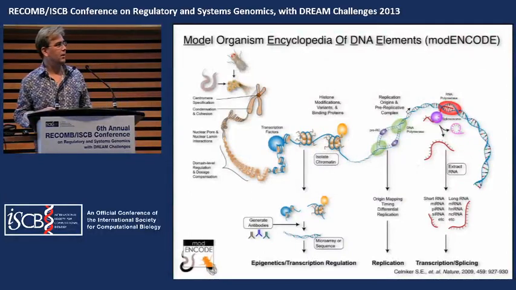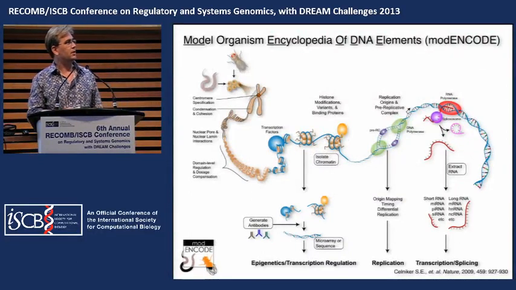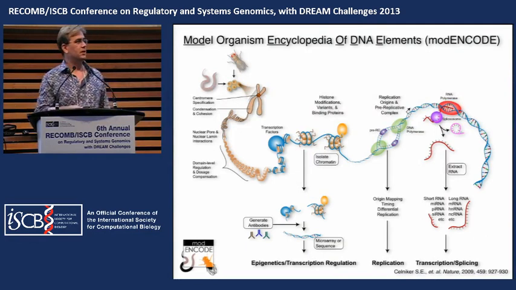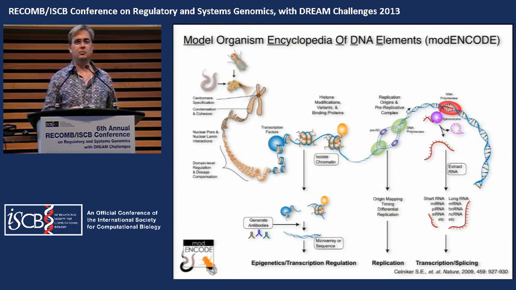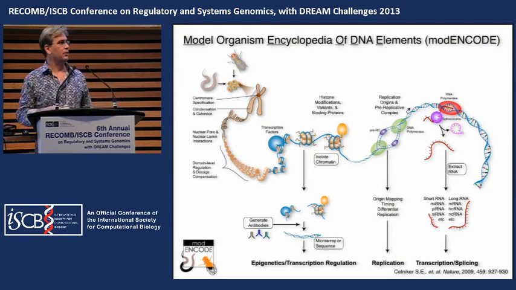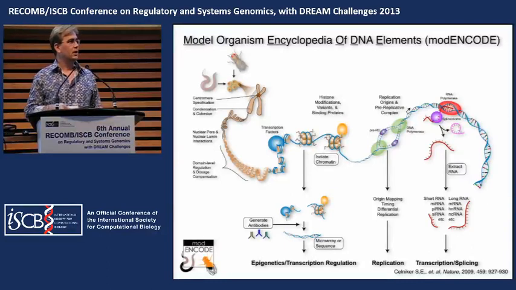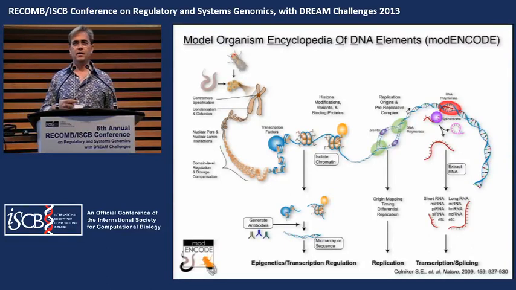Okay, so my lab for the last few years has been involved in the modENCODE project, and the goal of this project, as many of you know, is to identify all the functional elements in the genome, in this case in the Drosophila and the worm genomes. There are groups identifying all the transcription factor binding sites, groups identifying all the chromatin marks, and our group has been trying to identify all the RNAs that are transcribed from the genome. I'll give you an overview of the data sets that we've generated and some of the results that we've obtained.